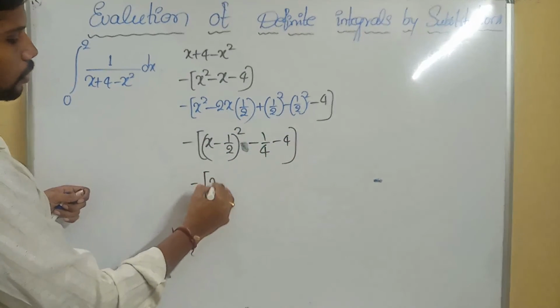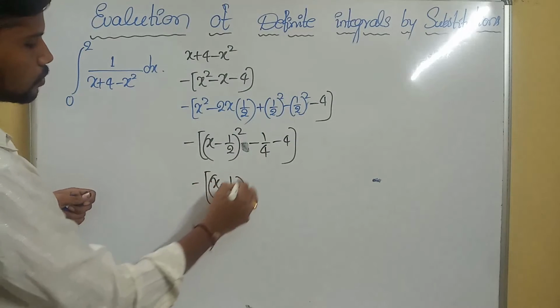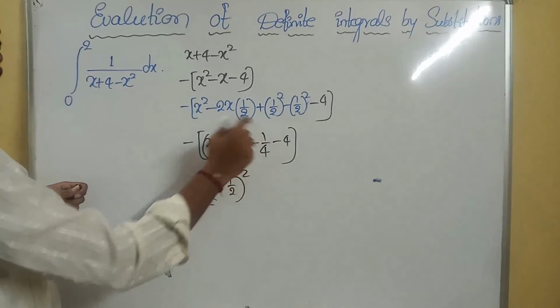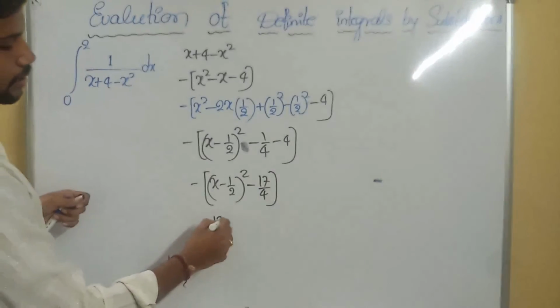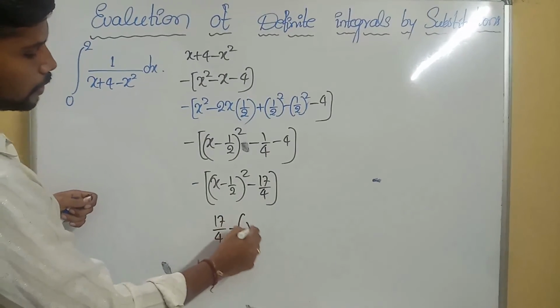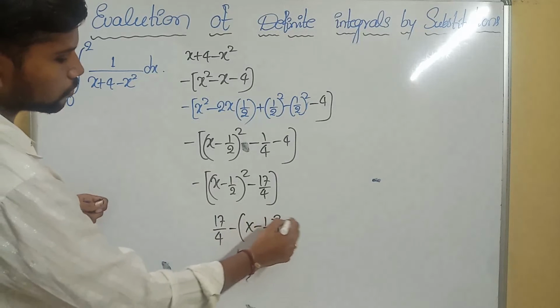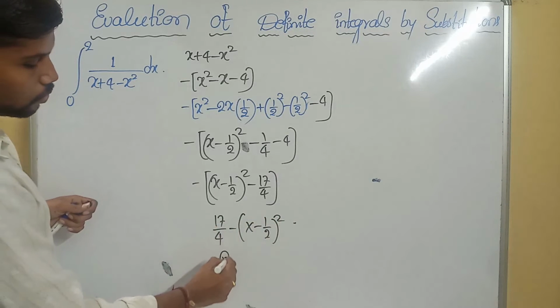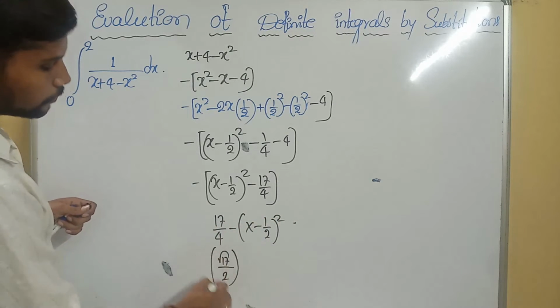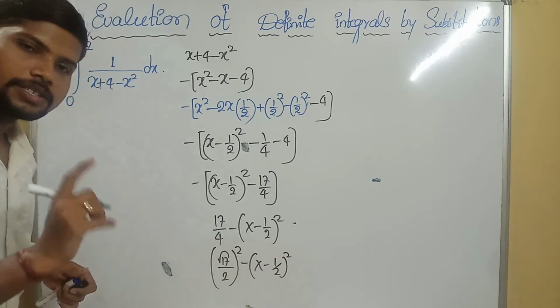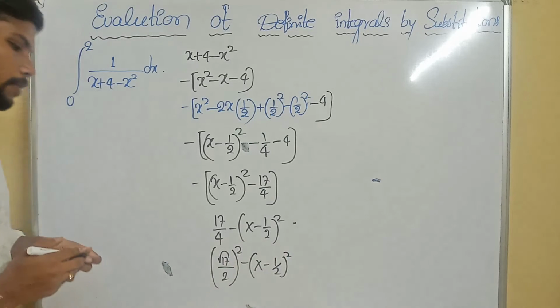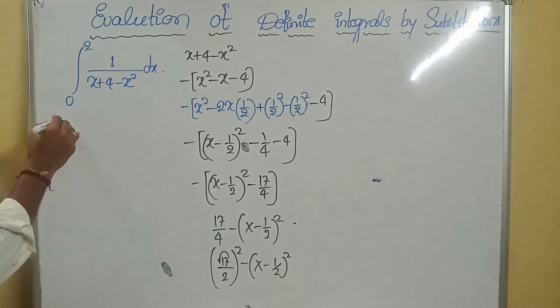Okay, now x minus 1 by 2 whole square, 4 into 4 is 16, minus 16 minus 1, minus 17 divided by 4, means minus multiplied inside, 17 divided by 4 minus x minus 1 by 2 whole square, means I can write this one as root 17 divided by 2 whole square minus x minus 1 by 2 whole square, means it is in the form of standard form a square minus x square. Okay, I'd like to change the term.